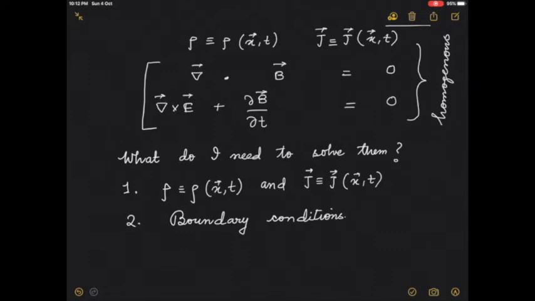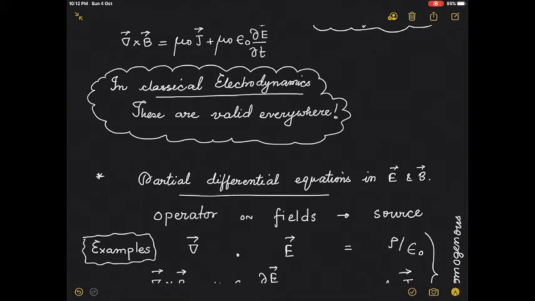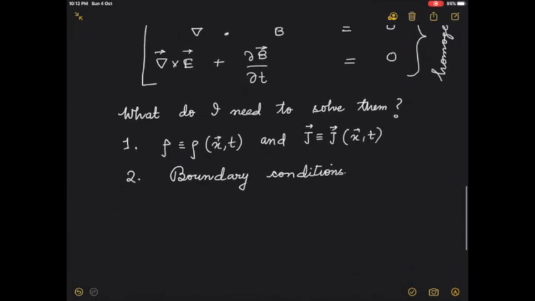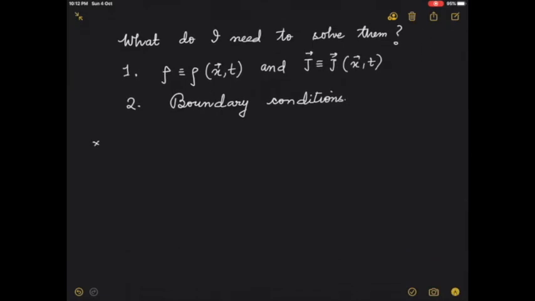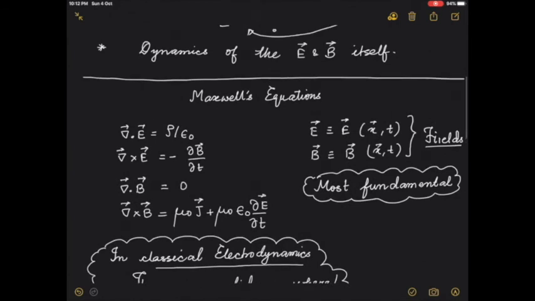Now, it is not only that they are partial differential equations. The second most important point for classical electrodynamics is that they are linear partial differential equations, linear in E and B. What do I mean by that? If you look at these four vector equations, there is no E square or B square or E cube or B cube term. Everywhere E and B come at first order.